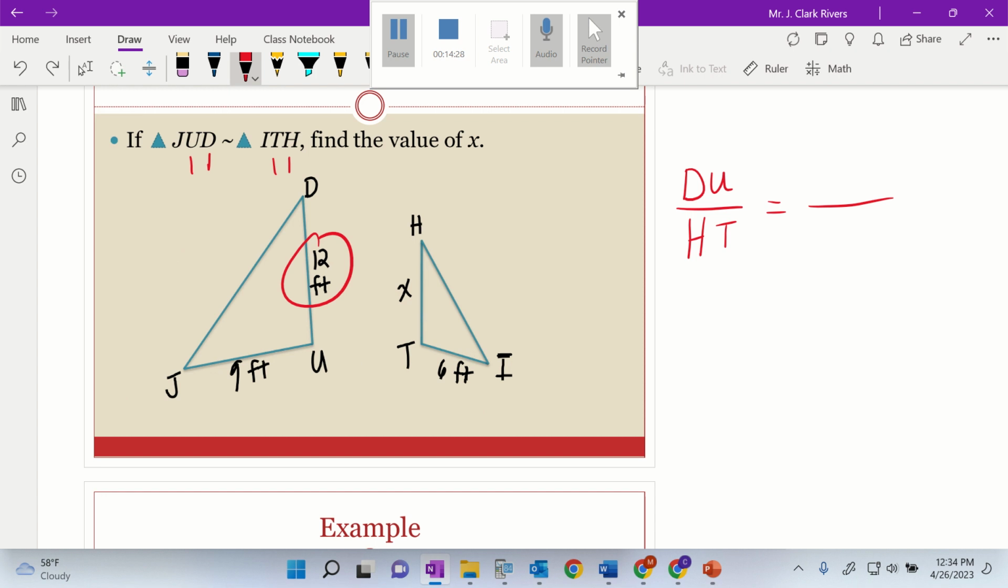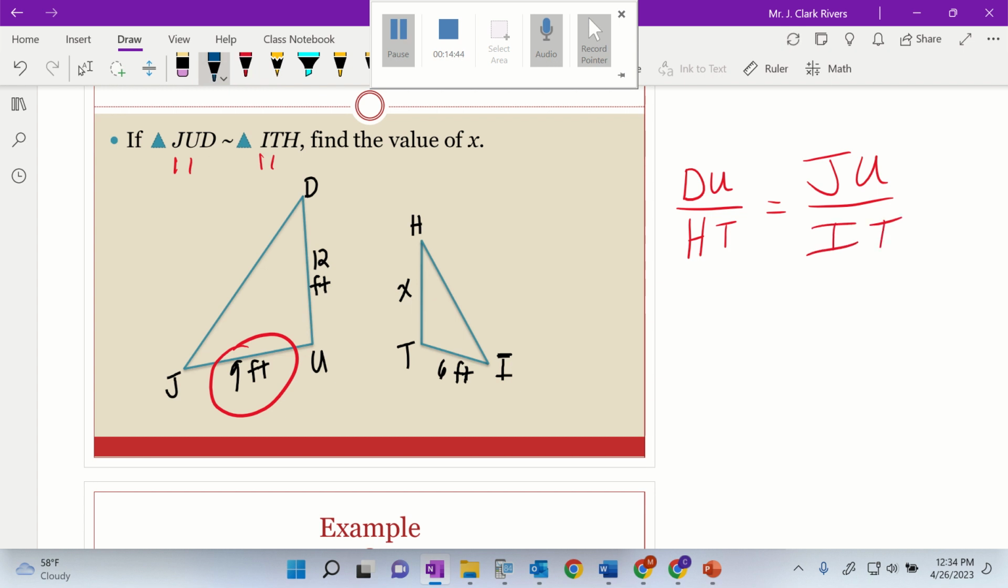So here we go. What else do we have information on the triangle on the left? We have information on JU. So JU, I'll put that up in the numerator. And that corresponds to, let me go back to my similarity statement. JU is first and second. Well, IT is first and second. IT. You don't have to show this, but you should be thinking that at a minimum. If you do want to write it out, I think it's a good habit to be in.